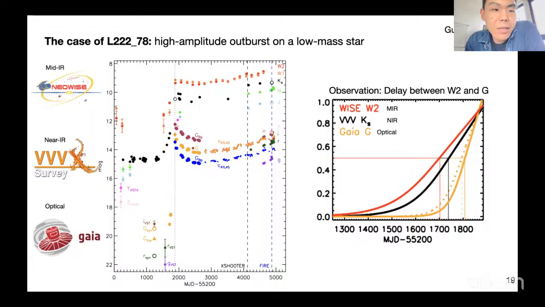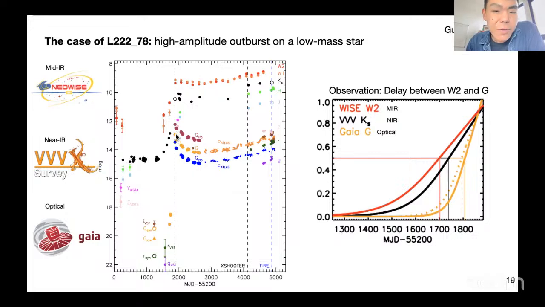Another object we highlighted here in a monthly notice letter is the case of L22278. It's one of the highest amplitude outbursts we've ever detected on low mass young stellar objects. The outburst of this star was captured by Gaia, VVV, and the NEOWISE satellite. You can see here the Gaia light curve marked in orange, and the overall amplitude of this event in Gaia is more than 7 magnitudes.